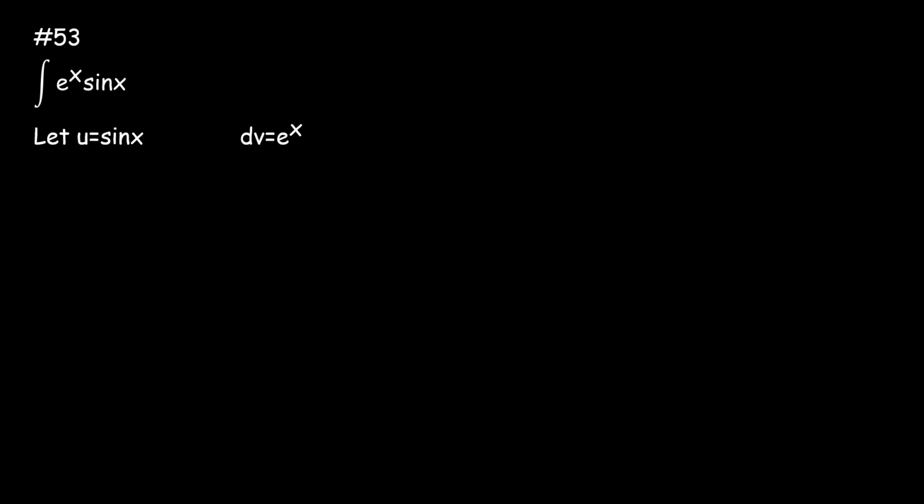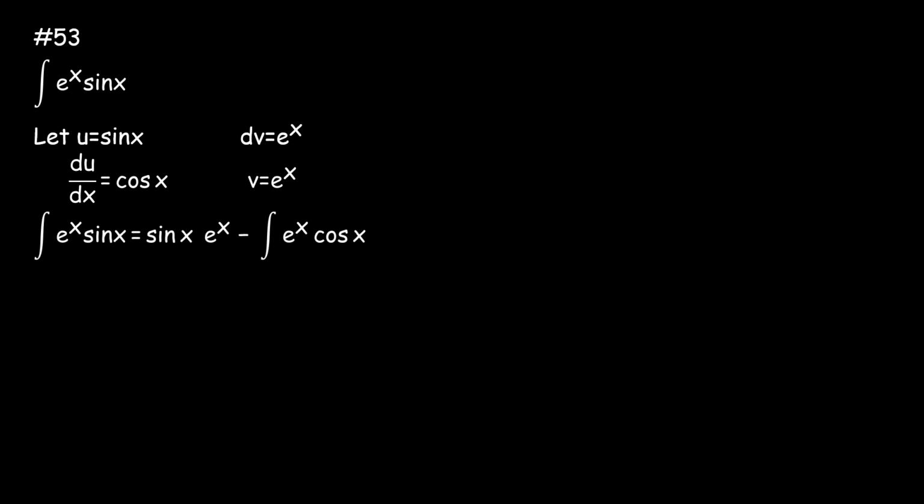So in that case, the derivative of u would be cos x, and the integral of v would just be e to the power x. Substituting this into the formula for integration by parts, we're going to have sine x e to the power x minus integral of e to the power x cos x. And then we repeat the process again, but this time around with different variables, of course.